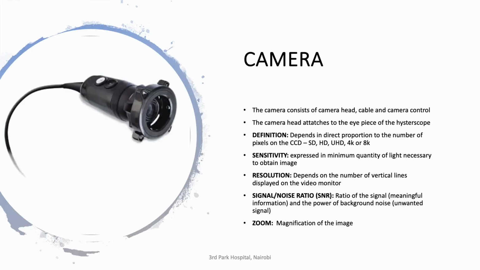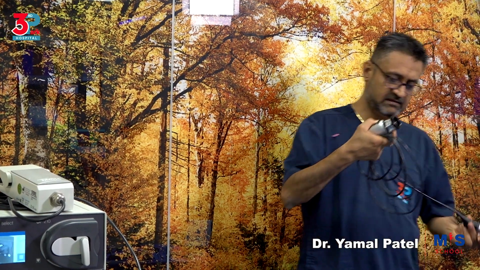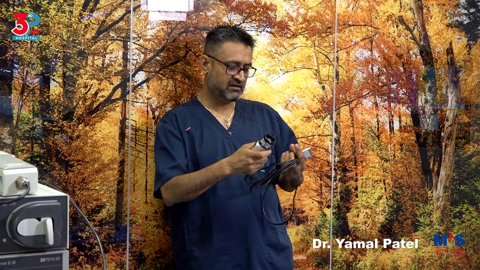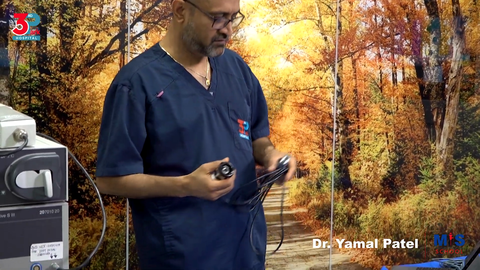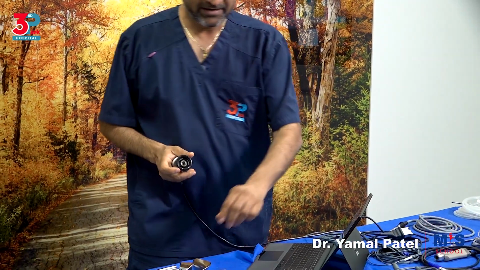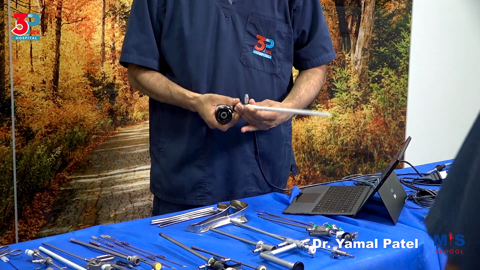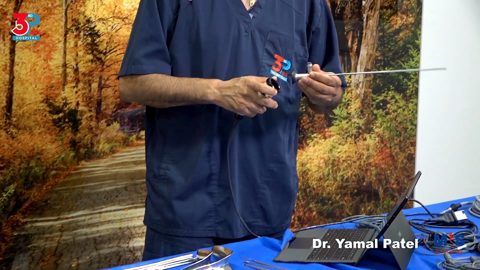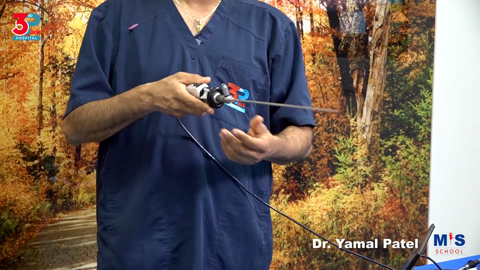We then move to the camera. So you will need a camera, and this camera consists of the camera head, we have obviously the cable, and we have the camera control. This CCU camera attaches to the eyepiece of the scope. So it attaches to the eyepiece of the hysteroscope. In this case, yes, you can connect the camera. So we have the hysteroscope that attaches to the eyepiece of the telescope.